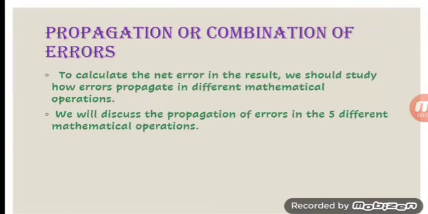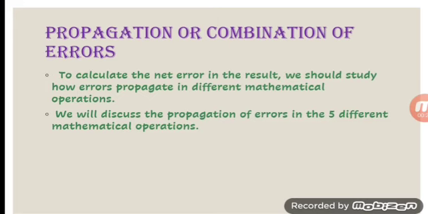Hello everyone, today we will discuss the propagation or combination of error. As is known, the result of an experiment is calculated by performing mathematical operations like addition, subtraction, multiplication, division, raising to some power, etc. on several measurements which have different degrees of accuracy. To calculate the net error in the result, we should study how errors propagate in the different mathematical operations.